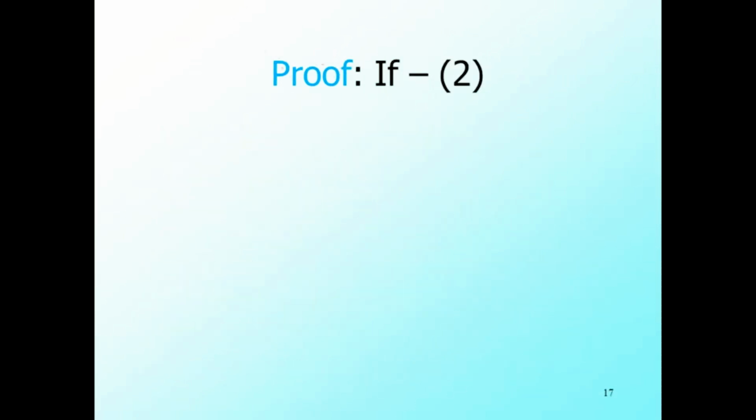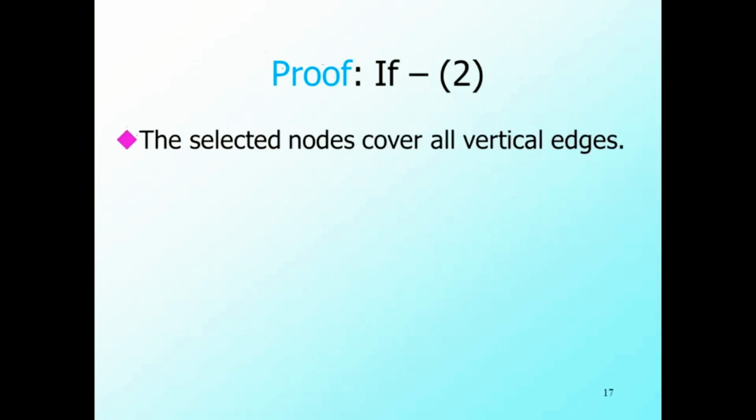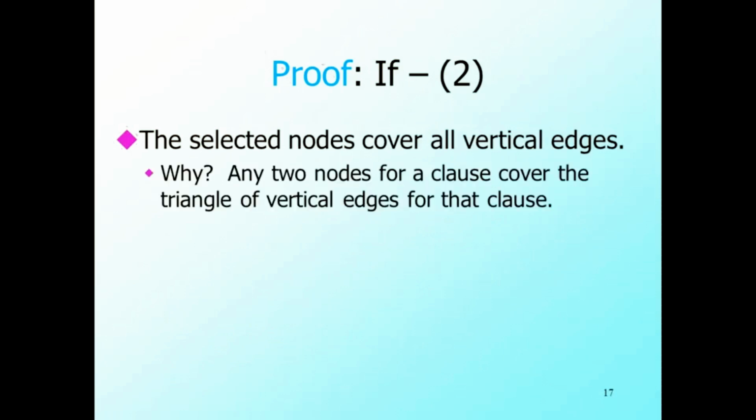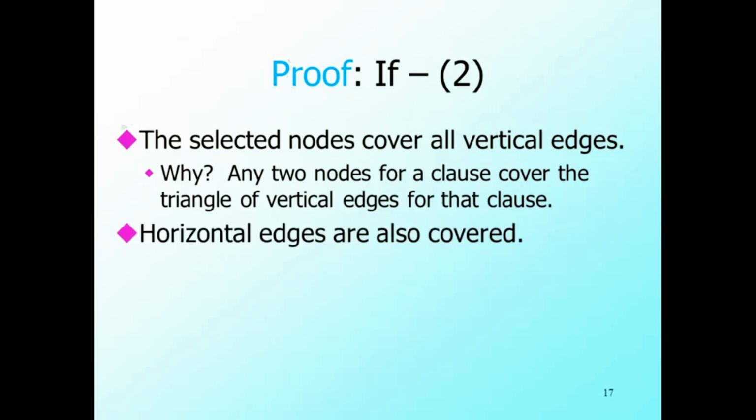We claim the nodes we selected include at least one end of each edge, so indeed we have selected a node cover. First, consider the vertical edges. We selected 2 nodes from each column. There are only 3 nodes per column, so only one is unselected. Thus, any edge in that column has at least one selected end. And how about the horizontal edges?